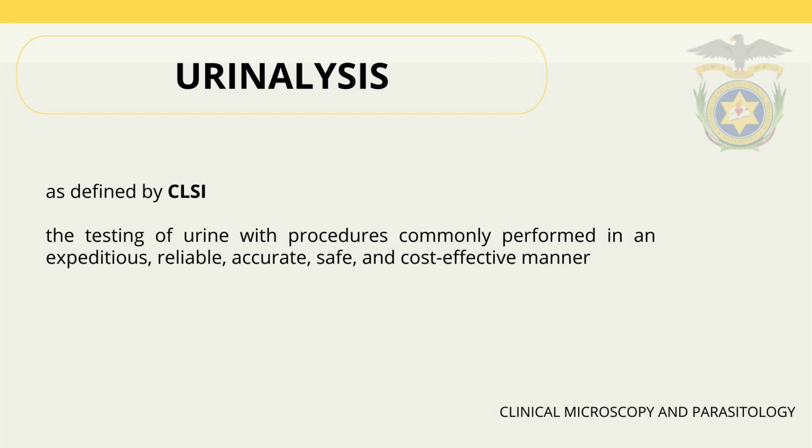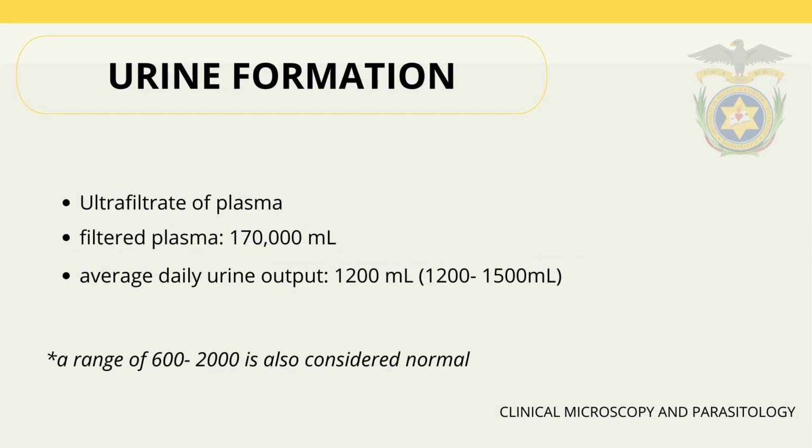effectiveness of therapy. As we all know, urine is an ultrafiltrate of plasma, and the reabsorption of filtered substances converts approximately 1,700 ml of filtered plasma. This in turn gives an average daily urine output of 1,200 ml. A range of 600 to 2,000 ml is also considered normal.